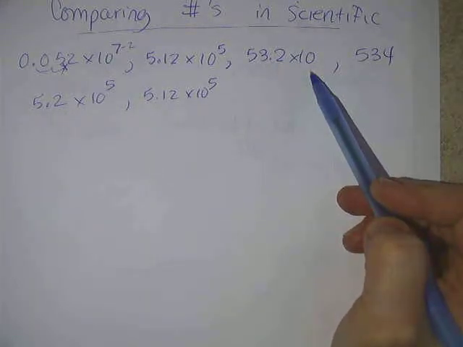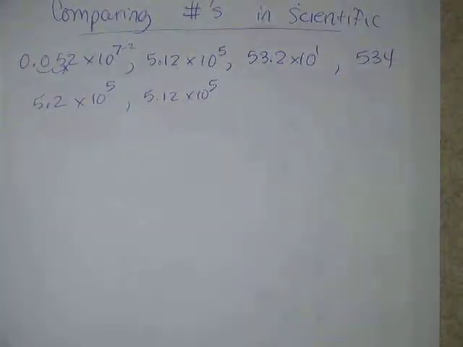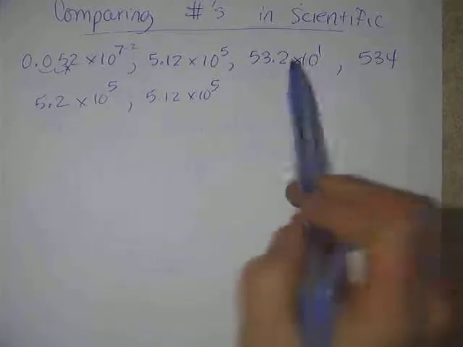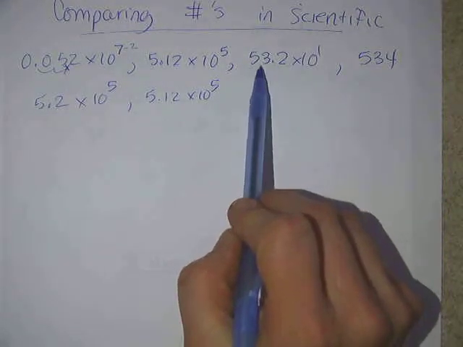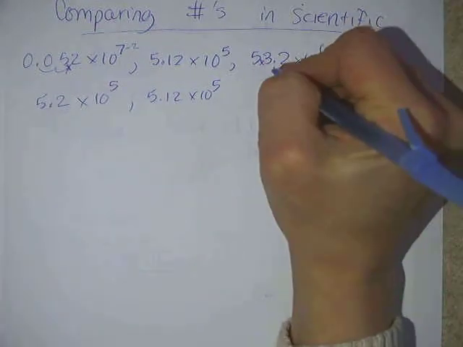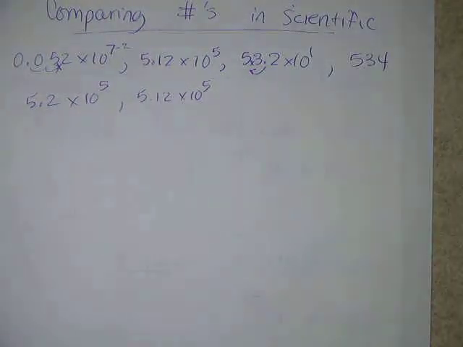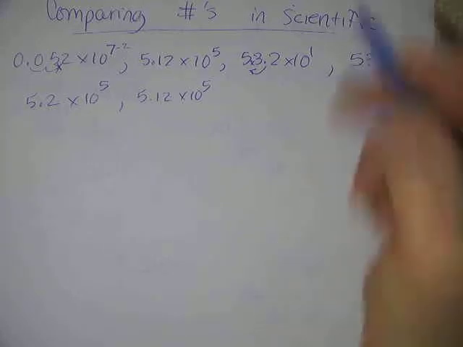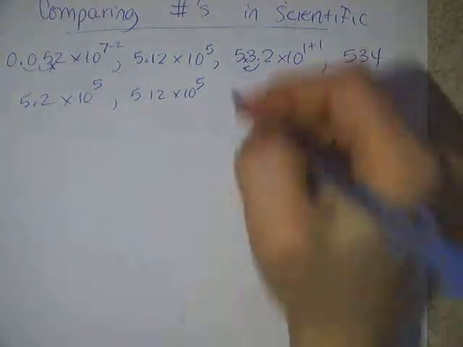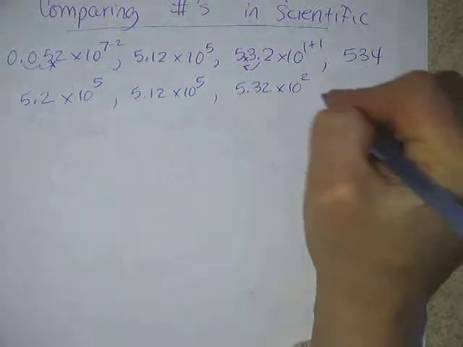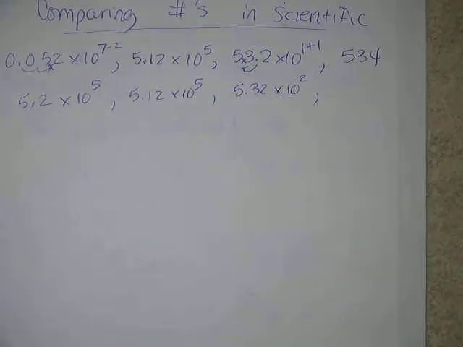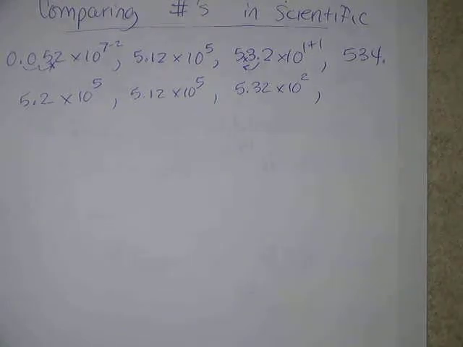How about this one? Now, what is your exponent on the 10 right now? Because that confuses some people. 1. Oh, it's 1. So you might want to put the 1 there. But where should my decimal be? 1.5. Yeah. So it really needs to go 1 to the left, and moves to the left increase the exponent. So you're going to add 1. So this would be 5.32 times 10 to the second.